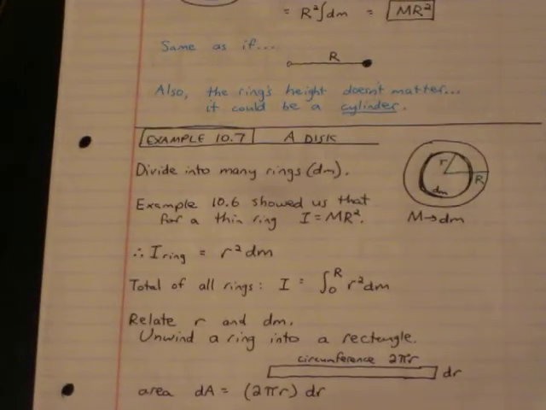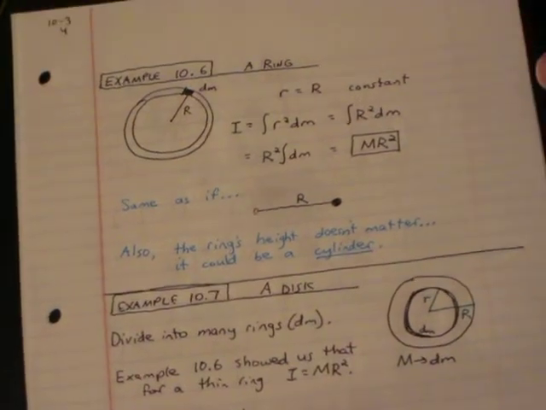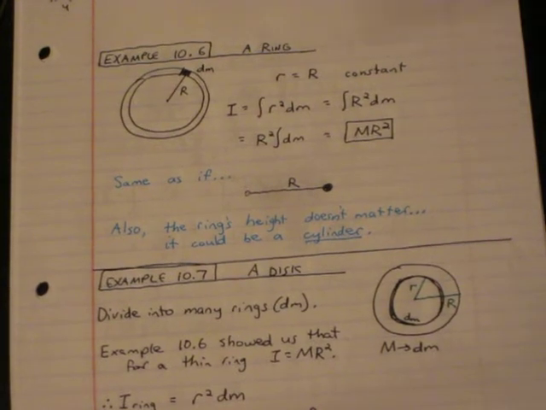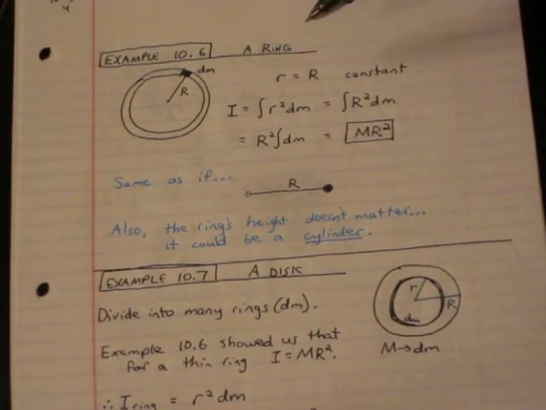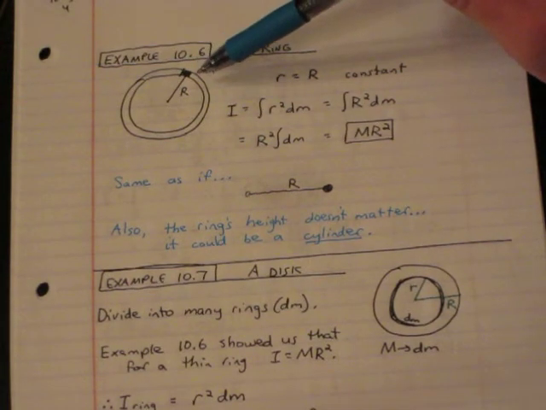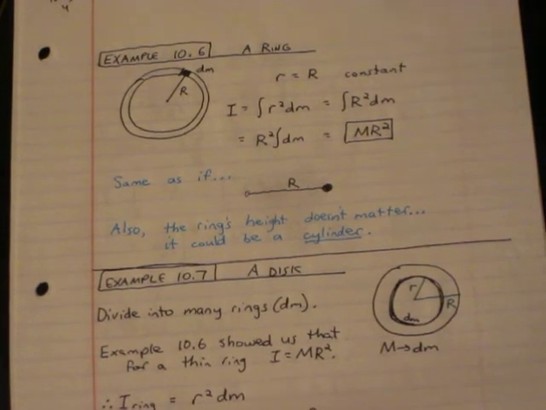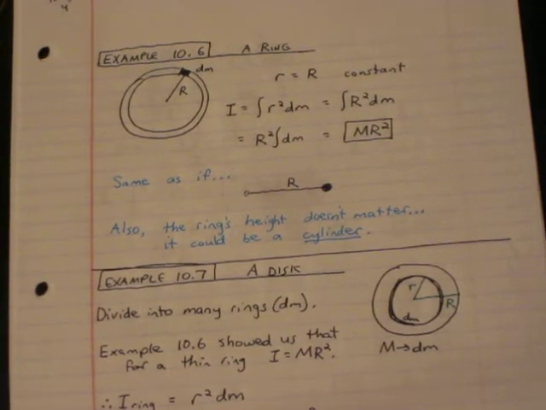Okay, next example. Example 10.6 is of a ring. Please make sure you read the example in the book. This is for a thin ring, and it's important to note this is a thin ring of radius r and mass m rotated about the ring's axis. So it's a wheel that's spinning. We're going to take this ring and divide it into little mass elements, dm. One thing that's going to make this very easy is that r is equal to the radius of the ring, meaning every mass element is an equal distance away from the center.